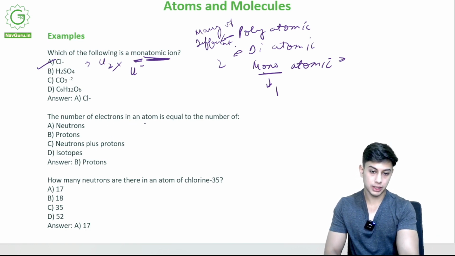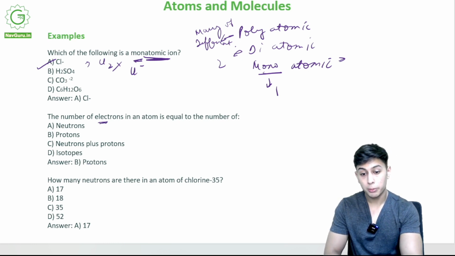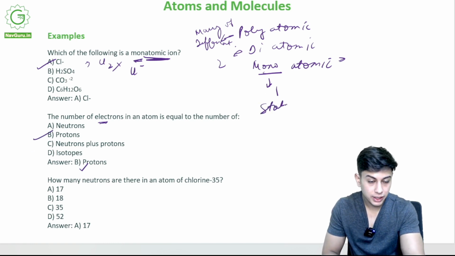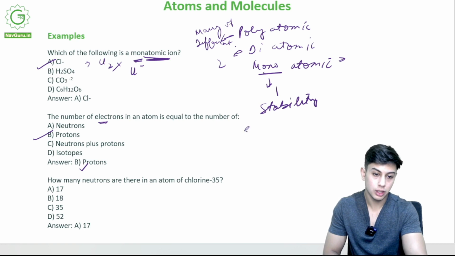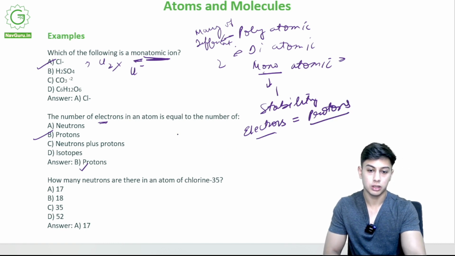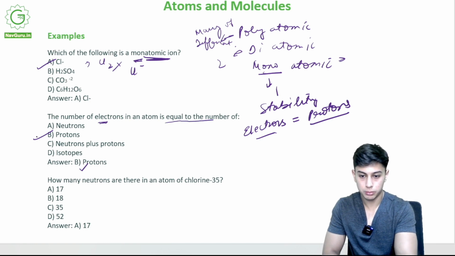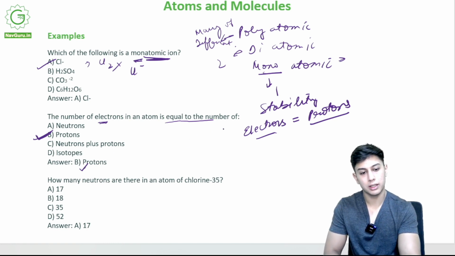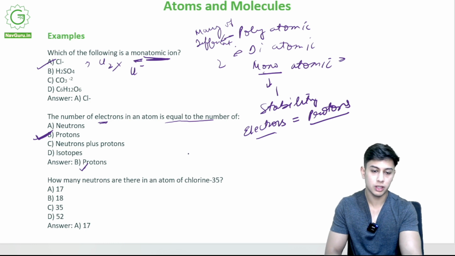Number of electrons in an atom is equal to the number of what? Number of electrons is equal to what? Protons. For stability, what did I tell you? For stability, electrons should be equal to protons. Right? Number of protons. If they would have asked what is the number of protons equal to, number of electrons, for stability we need that.